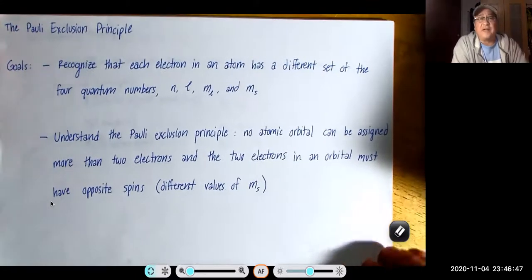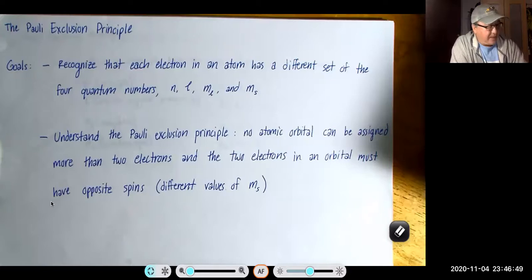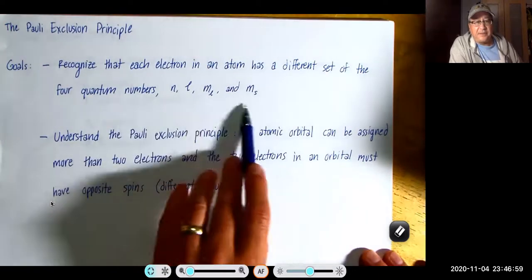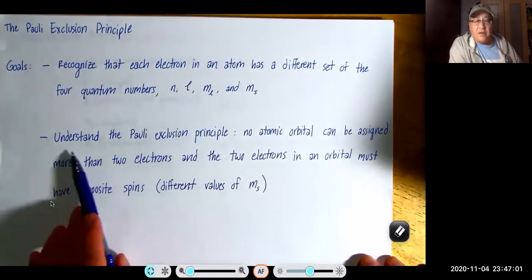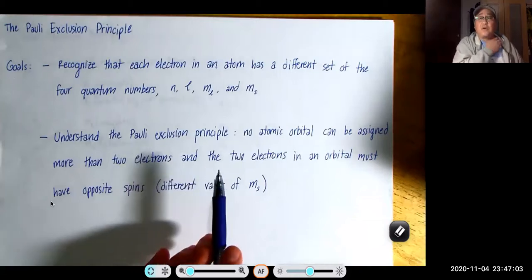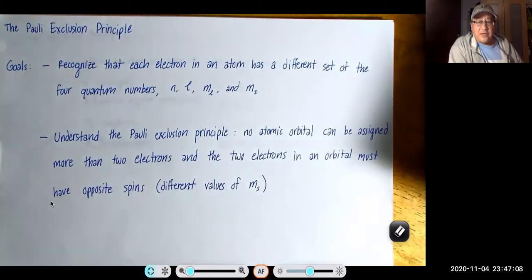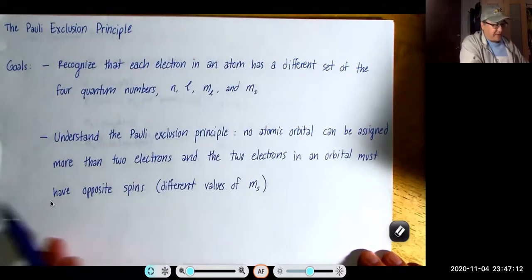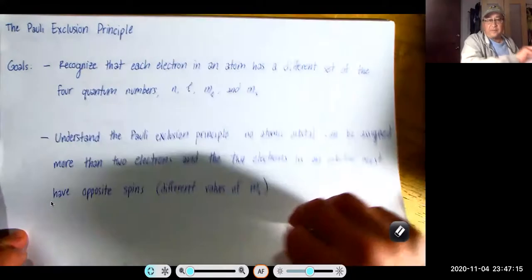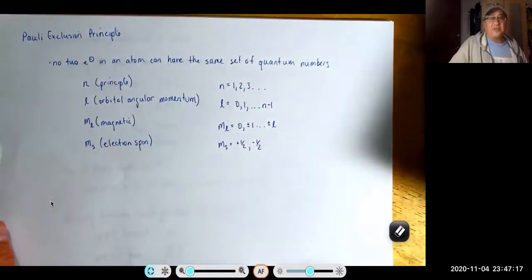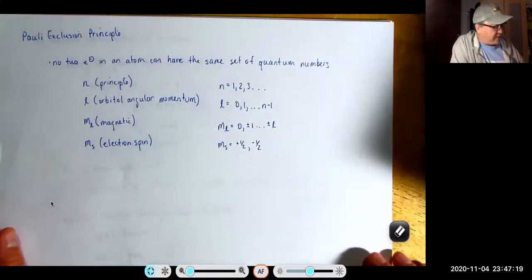The goals are to recognize that each electron in an atom has a different set of the four quantum numbers, n, l, m sub l, and m sub s. And we're going to learn the names of these in a little bit. And we want to understand the Pauli exclusion principle: that no atomic orbital can be assigned more than 2 electrons, and the 2 electrons in an orbital must have opposite spins, different values of m sub s. So let's look at the Pauli exclusion principle here.